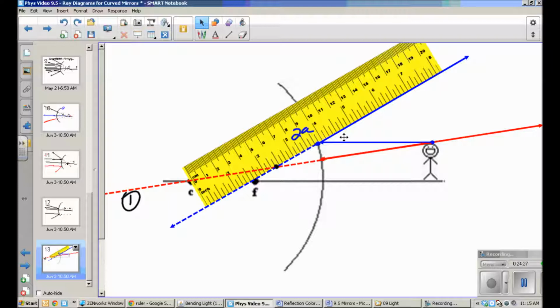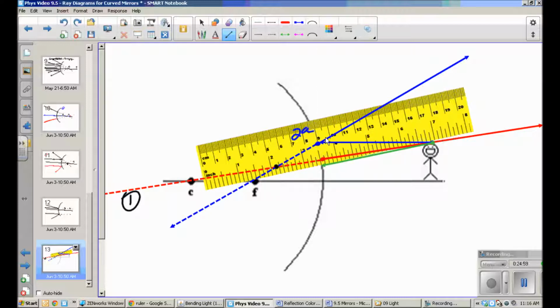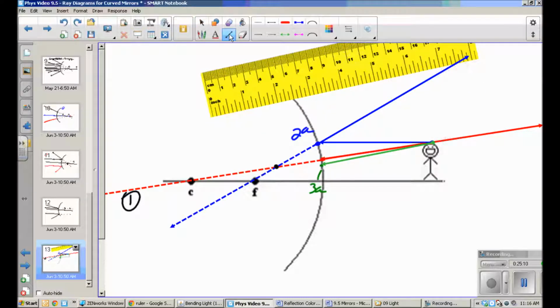Beam number 3, focal point and parallel. Use the ruler to line up the top of the object with the focal point. Draw a beam from the top of the object to the mirror. The reflected beam goes away from point 3A, and it's going to go parallel to the primary axis. I'm not going to use the ruler to save time. There's our beam 3. Don't forget to extend it. And notice they'll cross right here.